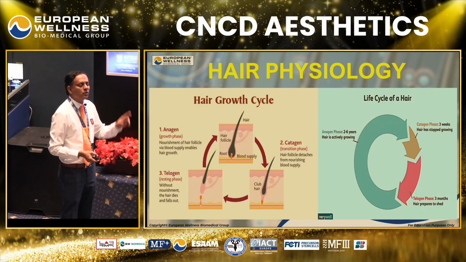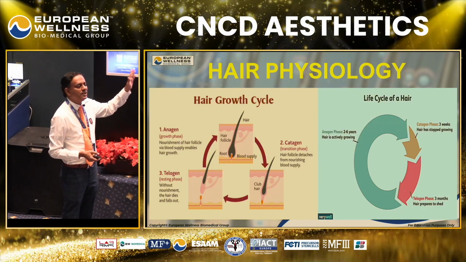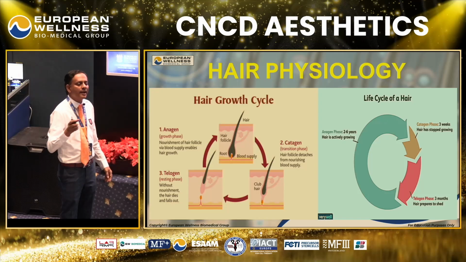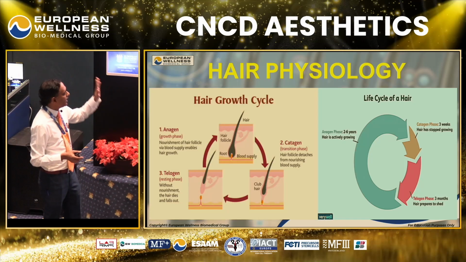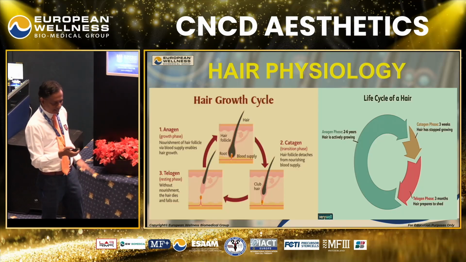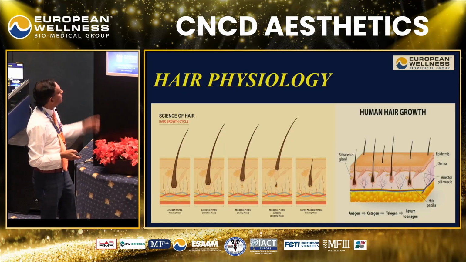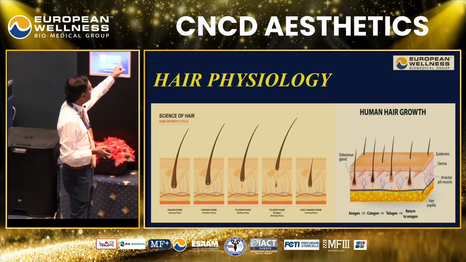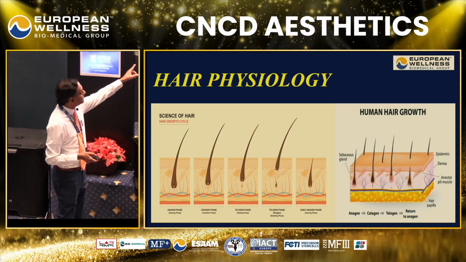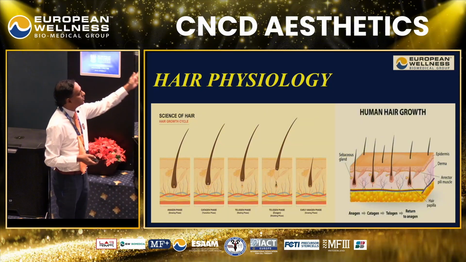Okay? So any disturbance to this cycle causes hair disease. Okay, all hair disease happens when there's a disruption to this cycle. So as you can see here, the anagen phase, the growth phase, then it goes to catagen, it stays fixed, and then it goes to telogen.